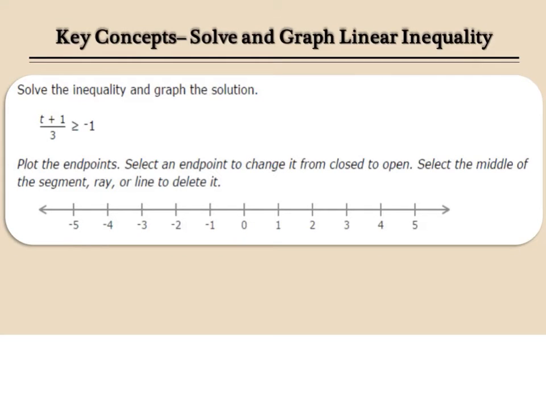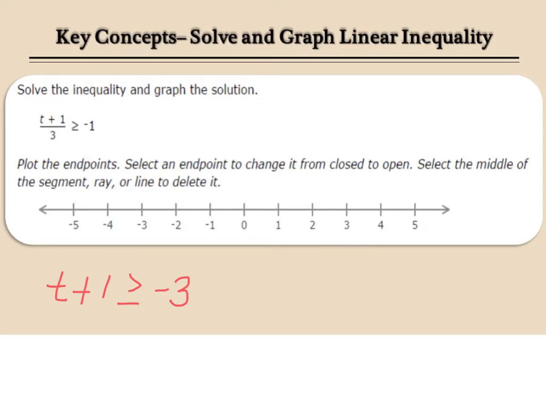Alright, here's the first example. We're going to solve the inequality and graph the solution. Now, if you notice, I have this 3 underneath the division line, and everything else is up on top. So I have to multiply both sides by 3 before I can do anything else. So I'm going to multiply both sides by 3, which is going to leave me t plus 1 is greater than or equal to negative 3, because negative 1 times 3 is negative 3.